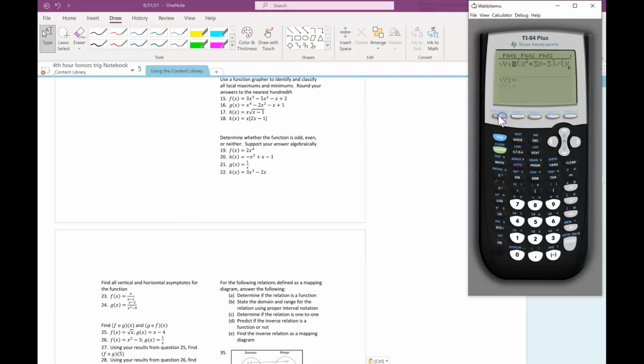So if we're looking at like number 23 or whatever, I'm going to do this all in my calculator. So I'm just going to start by typing in the numerator divided by the denominator into my calculator. I'm going to make sure I put a parenthesis around my entire numerator and denominator if it's more than one term. I'm going to choose my window to be between negative 1,000 and positive 1,000. And then I'm going to go ahead and hit graph.